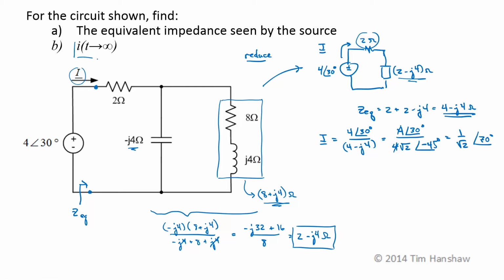So we need i(t). This is a phasor. That's not our final solution.